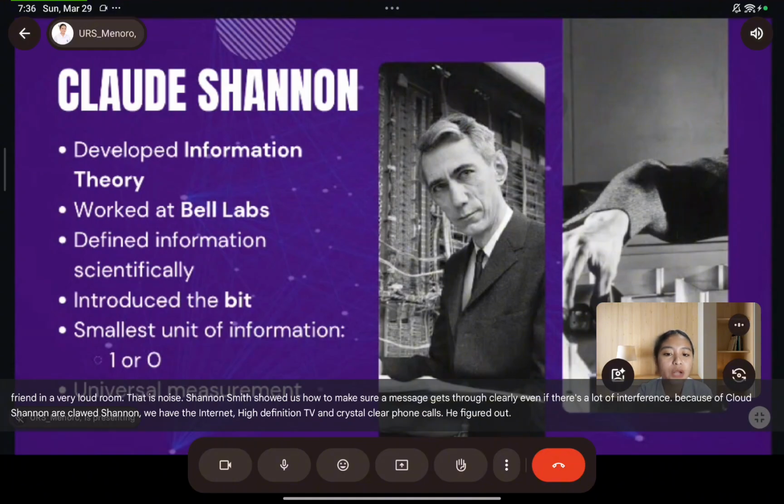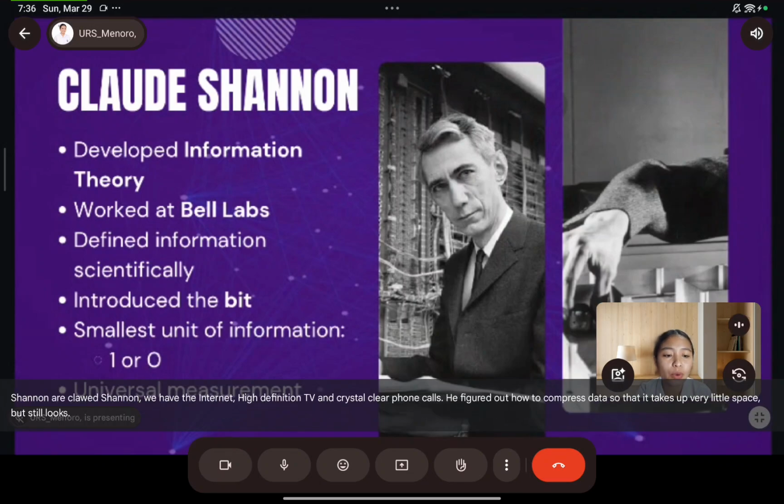Because of Claude Shannon, we have the internet, high definition TV, and crystal clear phone calls. He figured out how to compress data so that it takes up very little space but still sounds perfect. He is the reason you can fit thousands of songs or photos on your smartphone.